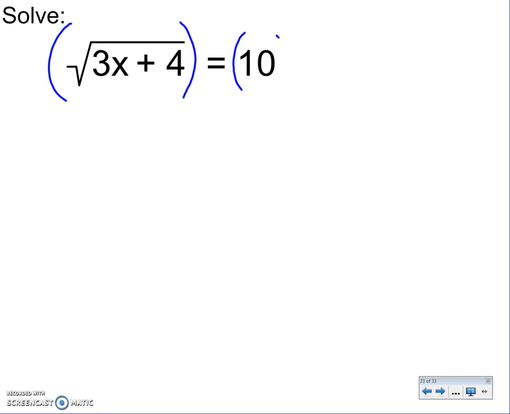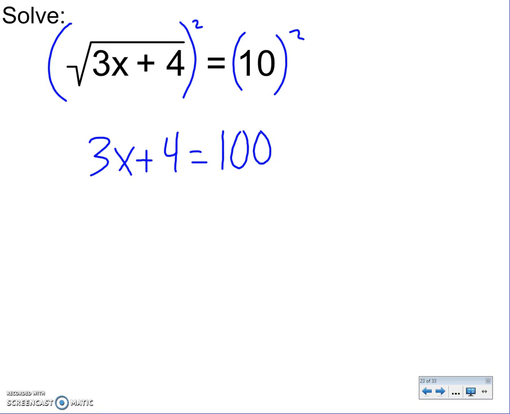I'm going to raise both sides to the power of 2. I'm going to square both sides. The square root and the square power cancel out, so this is just 3x plus 4. And 10 squared is 100. Do not write 20. It's not multiplication, it's the power, it's the exponent. Now we just solve like normal. So subtract 4. We get 3x equals 96, and then divide by 3.